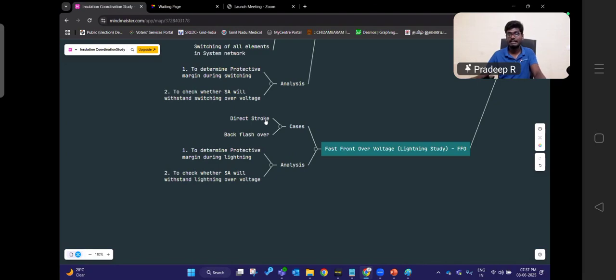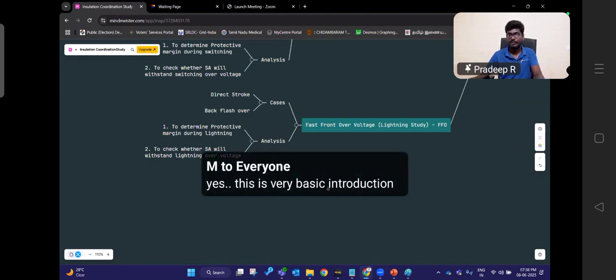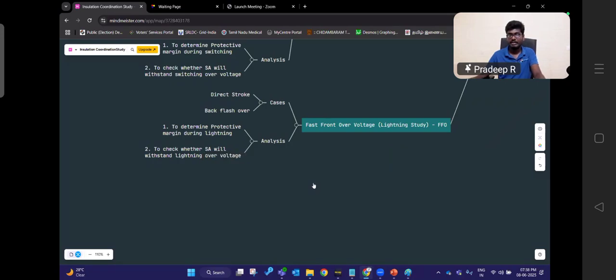Direct stroke means it directly strikes the phase conductor in the transmission line. Back flashover means it strikes the tower or shielding wire directly. Clear? This is similar to my SFO only. Here also we determine the protective margin. After determining that, I can say whether my surge arrestor will be capable of withstanding the over voltage that occurs when the lightning happens. That is what we check: whether the surge arrestor will withstand my lightning over voltage or not.